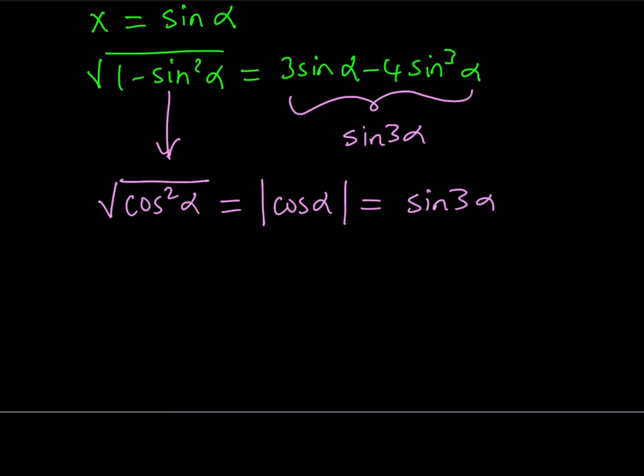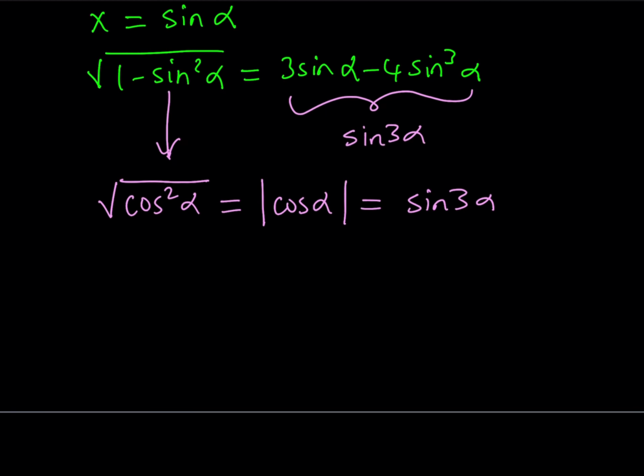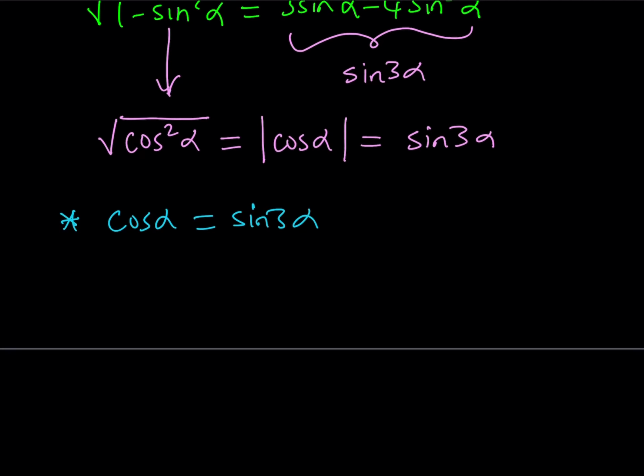Let's go ahead and look at two cases here. The first case is where cosine alpha is greater than or equal to 0. In that case, cosine alpha is equal to sine 3 alpha. Great, so we're going to be solving an equation. Obviously, there are so many ways to solve this problem. You can use the formula if you want, but that's not very good. You can maybe turn one of these into sine or cosine or vice versa, but I'm going to use the cosine here.